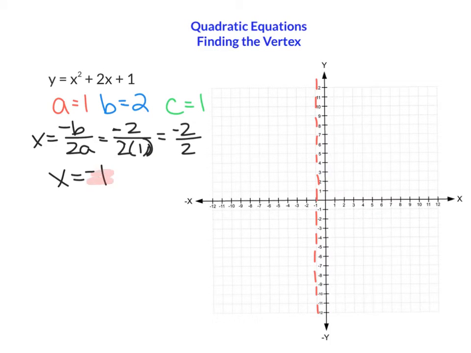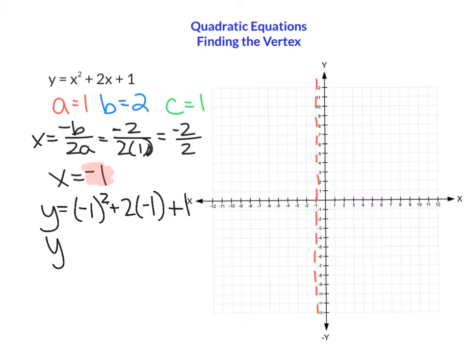Now I'm going to take this x equals -1 and substitute it into my equation. So y equals (-1) squared plus 2 times -1 plus 1. So let's simplify that. (-1) squared is +1. 2 times -1 is going to be -2, and plus 1. So 1 minus 2 plus 1 gives me 0. That is going to be the y value in my ordered pair for the vertex. So my vertex is going to be -1, 0.